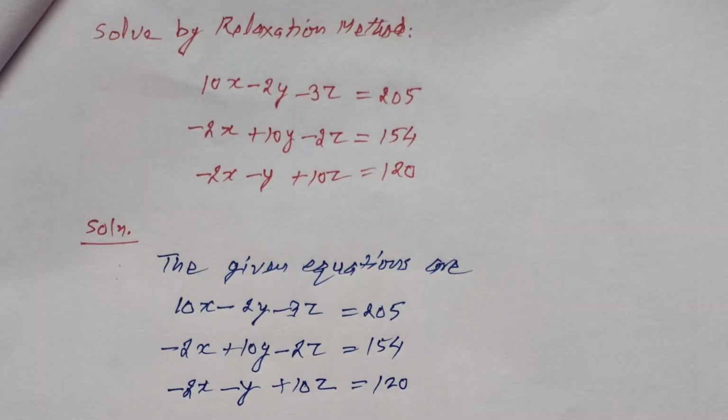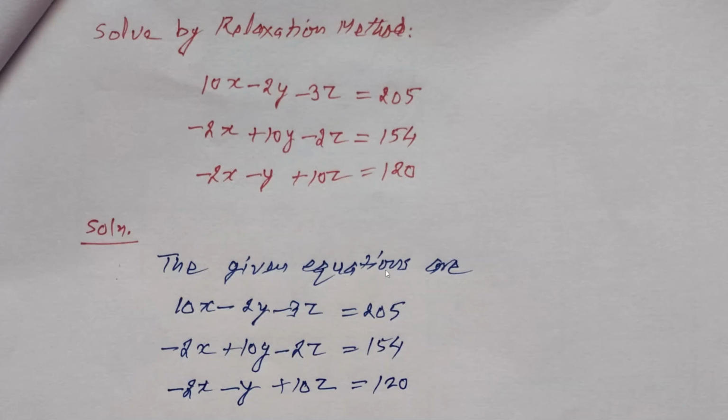Now, we take another example. The problem is solved by relaxation method. Equations are 10x minus 2y minus 3z equal to 205, minus 2x plus 10y minus 2z equal to 154, minus 2x minus y plus 10z equal to 120.